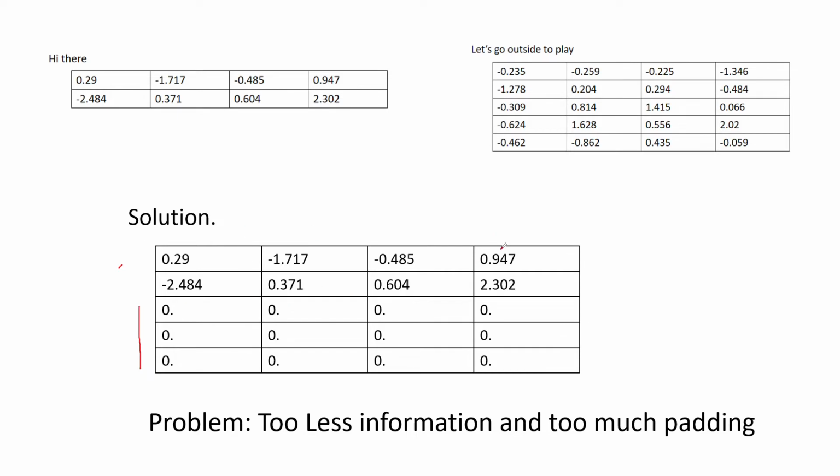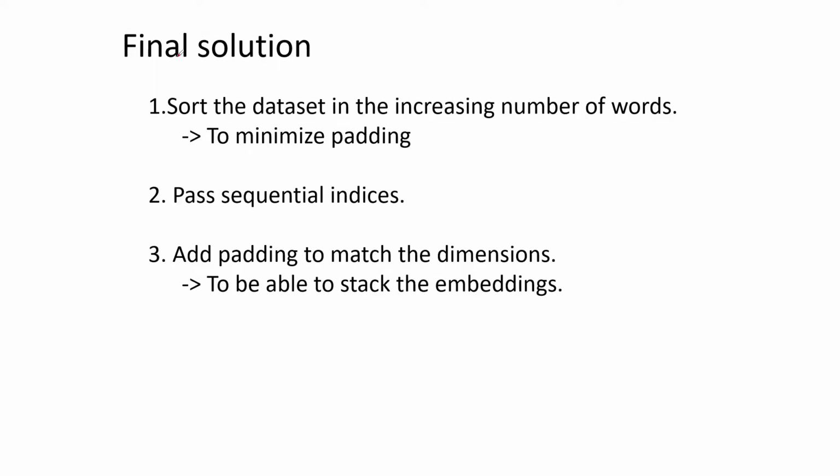Now this again leads to another problem. That is, it has too little information, only 2 rows of information, and too much padding. That is 3 rows of padding, which means that the padding is more than the information. So how can we actually solve the problem? Well, the final solution is this.